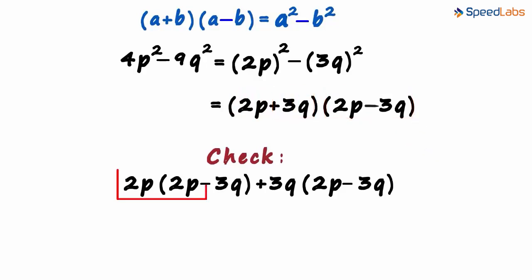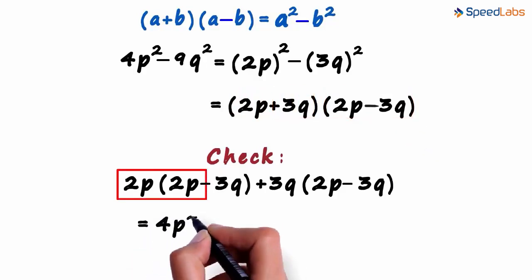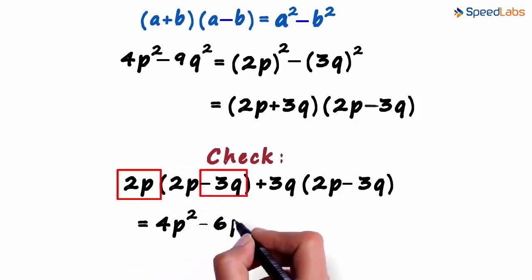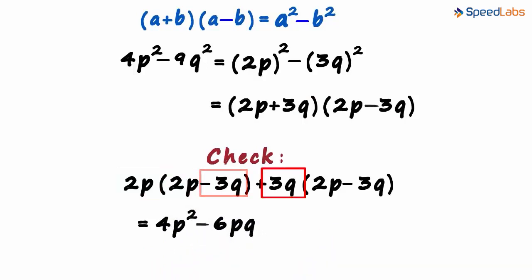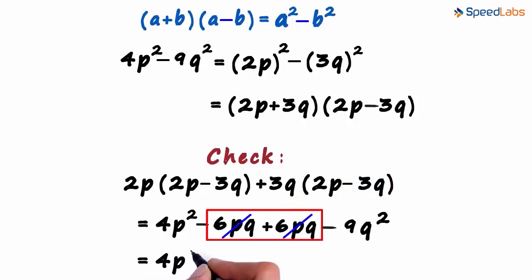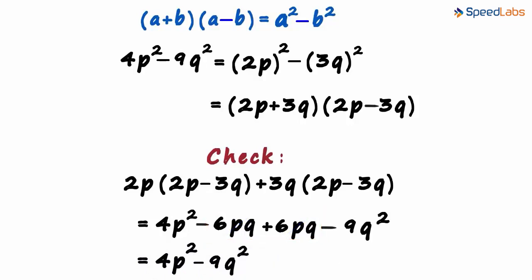2p multiplied by 2p gives us 4p². Multiplying this with this, we get -6pq. 3q multiplied by 2p equals 6pq. And 3q multiplied by -3q equals -9q². These two terms cancel out and we are left with 4p² - 9q². So our factorization is correct.